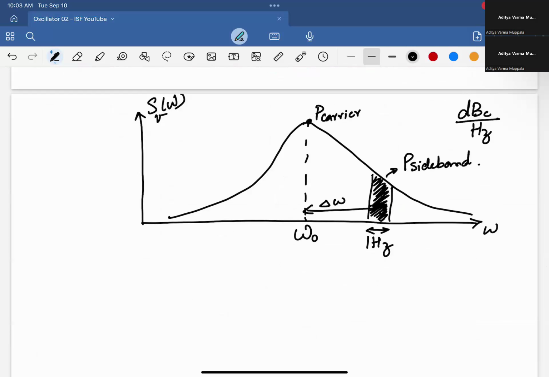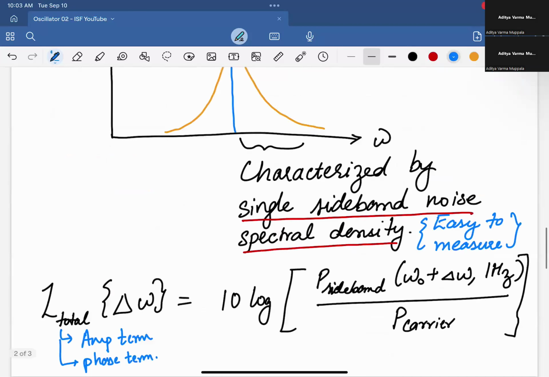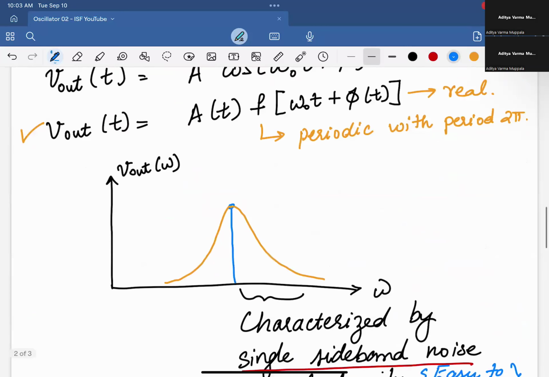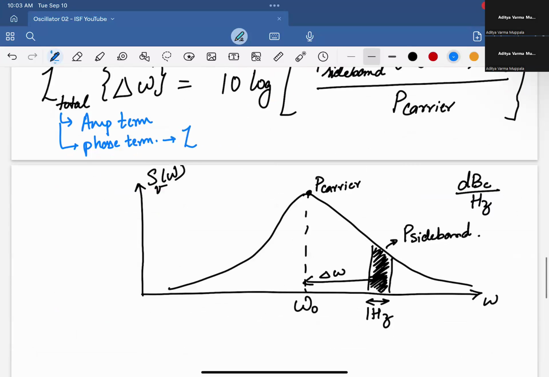So this is easy to measure, of course, in a spectrum analyzer. The only difficulty is that this L total is comprised of an amplitude term and a phase term, right? Typically the amplitude term corrects itself because of this limit cycle behavior that we saw. And this L total is generally dominated by the phase term. That phase term can be called L phase of delta omega, or just typically L of delta omega. And this is called phase noise.